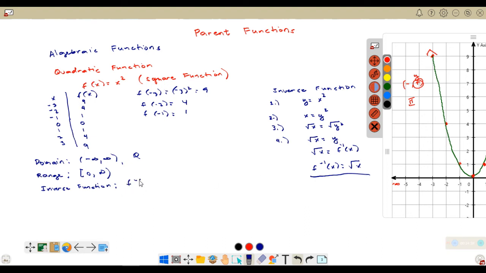We have f inverse of x is equal to the square root of x, or the inverse of the square function is equal to the square root of x. Now, let us look at the restrictions. Are there any restrictions? Wala. Pwede mo i-substitute kahit anong value for the domain. So, wala tayong restrictions for the algebraic function, quadratic function, with parent function, square function.